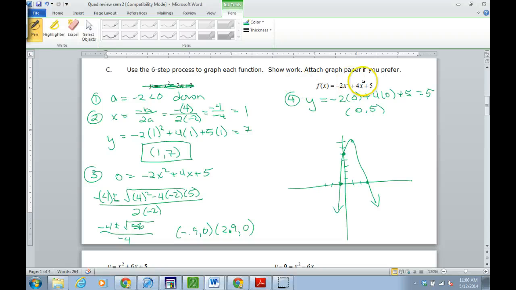All right, so if you did this problem on your own, you should have gotten it opening downward, an x value of 1, plug back in to find a y value of 7, so your vertex would have been (1, 7), which is right here. If you make it equal to 0 and use your quadratic formula, you should have gotten -0.90 and 2.90. So that's where these two points are. Plugging in 0 for y, you should have gotten 5, so that's where you got this one.